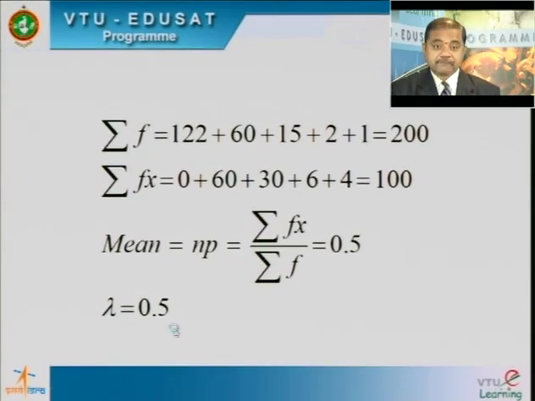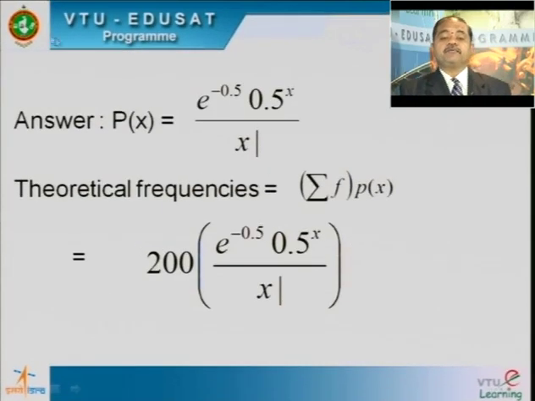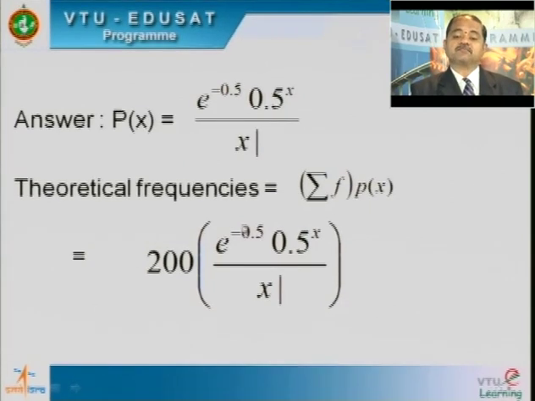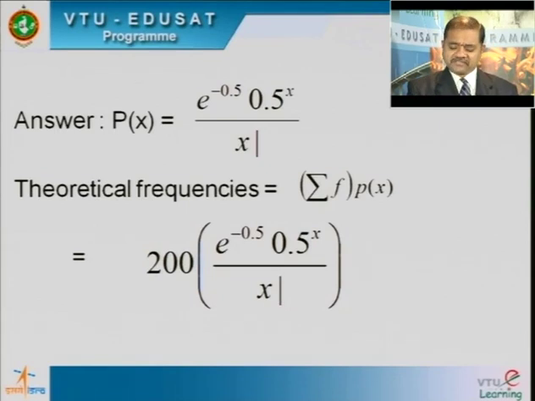So what is my distribution? P of x is equal to e power minus 0.5, 0.5 power x by x factorial. How to calculate the theoretical frequencies? Sigma f times p of x, sigma f is 200 here, e power minus 0.5, 0.5 power x by x factorial. That is what I did at the beginning of this class. Here I used binomial, now I am using Poisson, that is all.